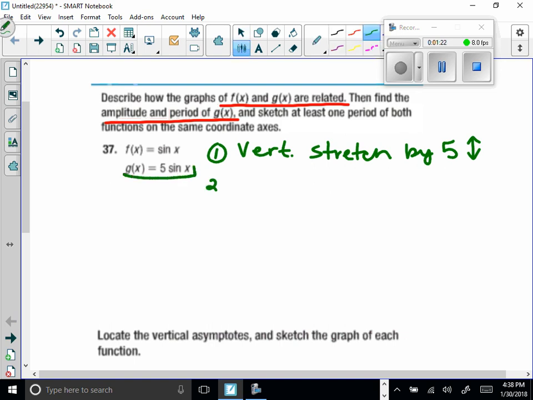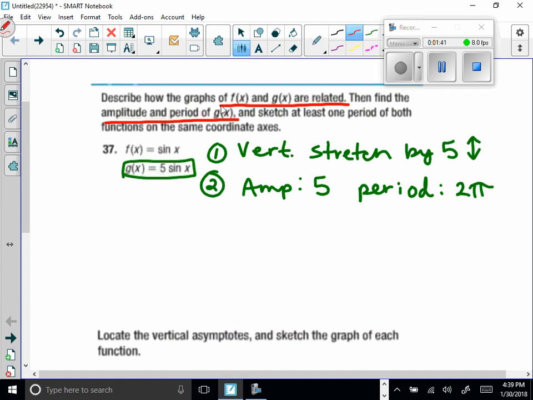So we're looking at just this function. The amplitude is the multiplier on sine, and so it's 5 there. And the period, because it's 1b, there's no change in the period, so the period is going to be 2 pi. And the third thing is to sketch at least one period of both functions on the same axes.